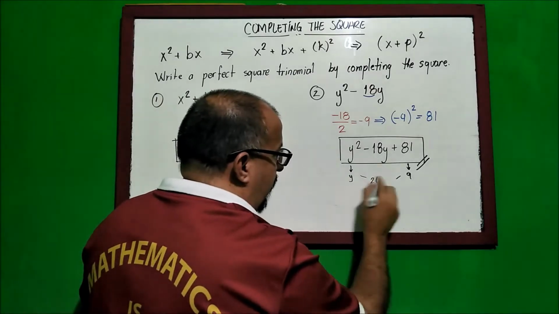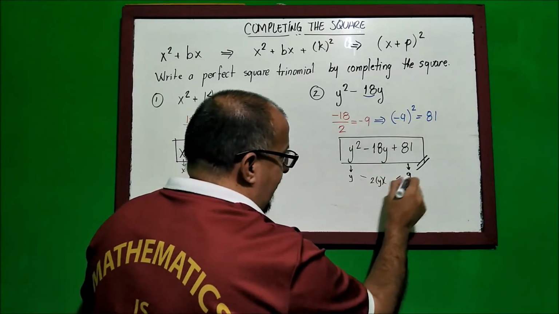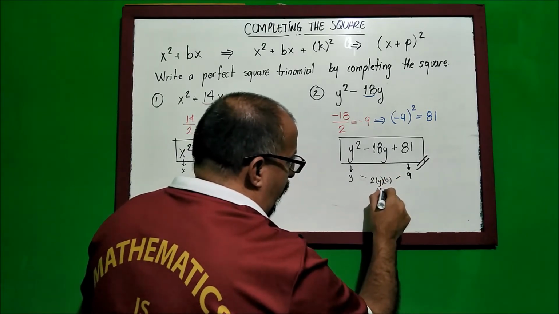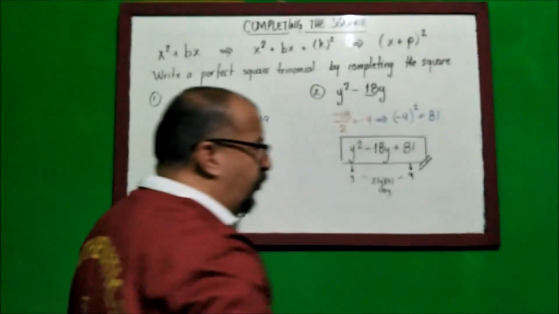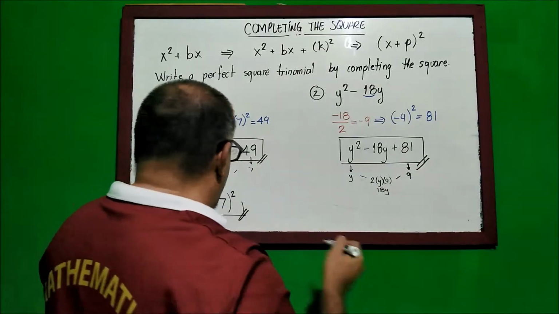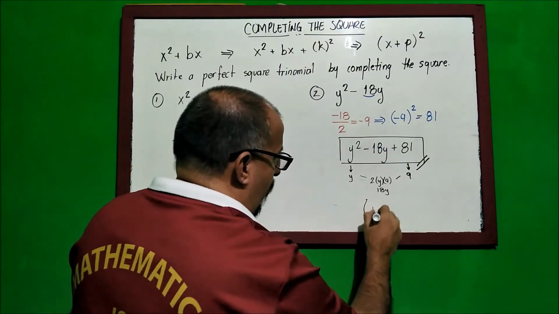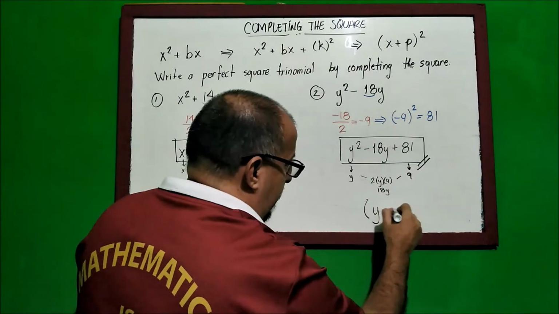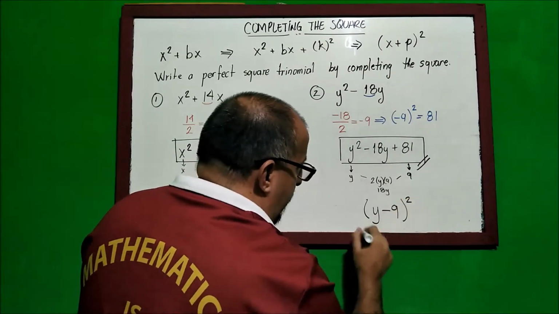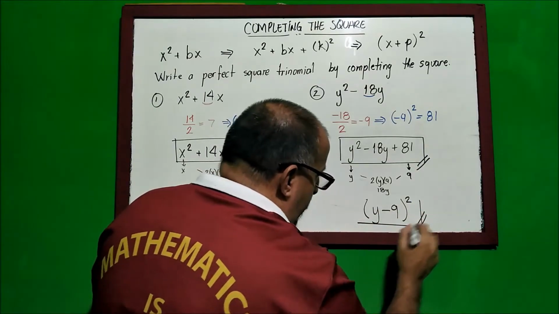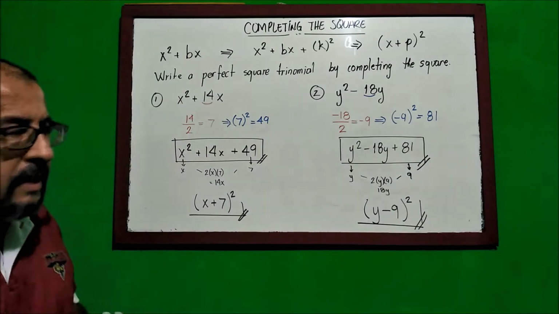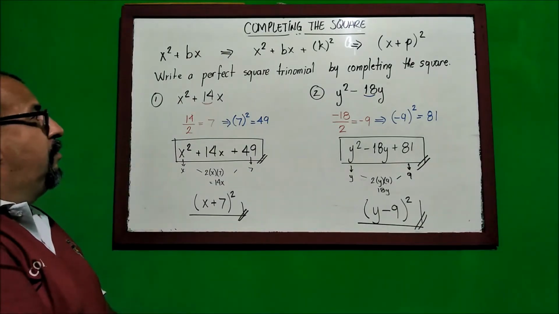2 times the first element times the last element. And this in here is equal to 18y, which is exactly the same as the expression that I have in here. Once this is checked, then I can write it like y minus 9, because in this case we have a subtraction, and this to the second power. Remember, this is the factoring of the expression that is a perfect square trinomial.